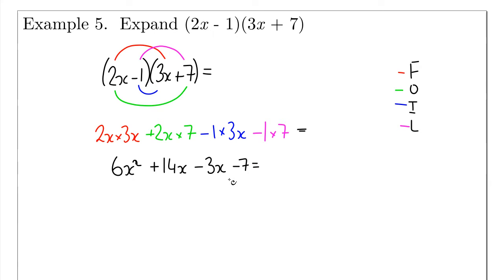Last thing to do, collect like terms. These two terms in the middle combine. Plus 14x minus 3x gives me plus 11x. So I have this. And so the final answer is 6x squared plus 11x minus 7.